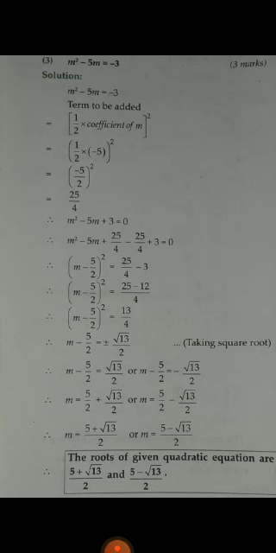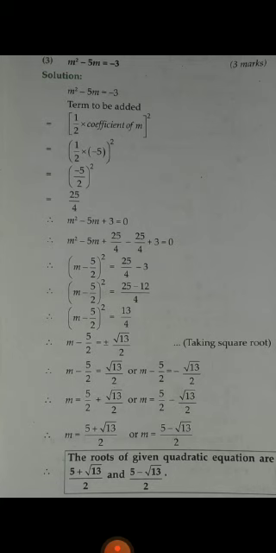Again we have to take the LCM, so 4 threes are 12, so 25 minus 12 by 4, that is 13 by 4. So now m minus 5 by 2 whole bracket square is equal to 13 by 4. 13 is not a perfect square, so we have to take the square root. So the square root will become plus or minus root 13 by 2, and likewise we solve the equation and get the answer as 5 plus root 13 by 2 and 5 minus root 13 by 2.